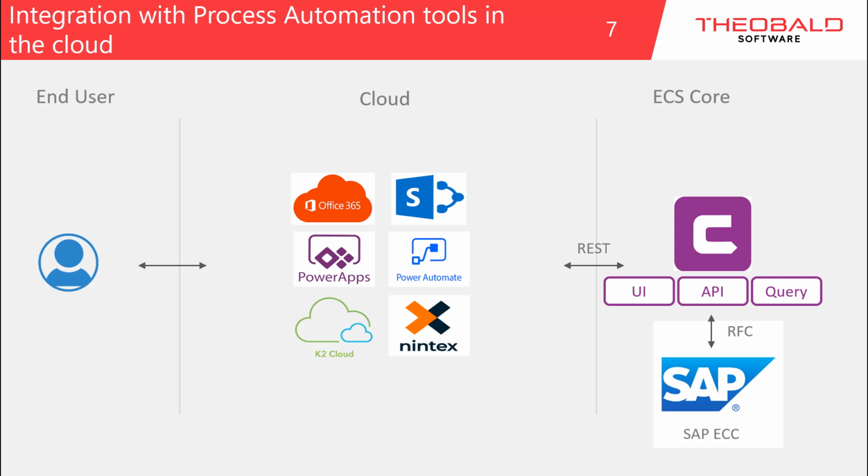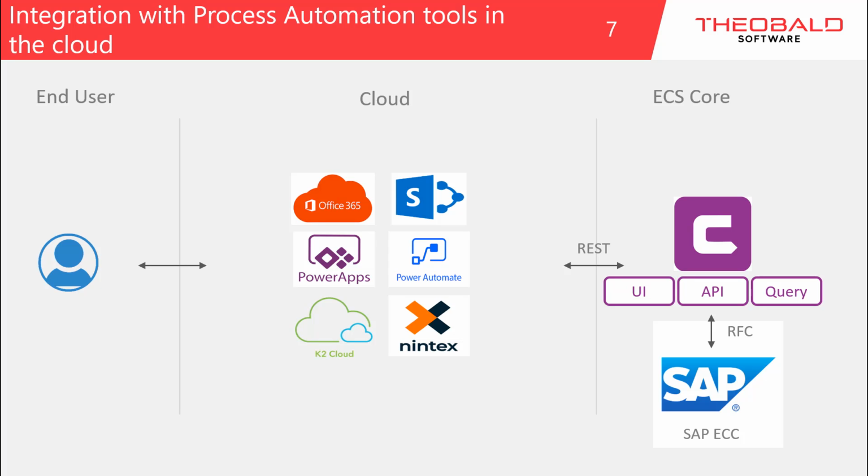So how would SAP integration with a process automation tool in the cloud look like? A user would start a process by filling some information in a web form or a SharePoint online list, for example. This start event will trigger a workflow in one of these supported tools displayed here: Microsoft Power Platform, K2, Nintex. For the SAP integration part, a REST service created with the cloud connector ECS Core is called up.